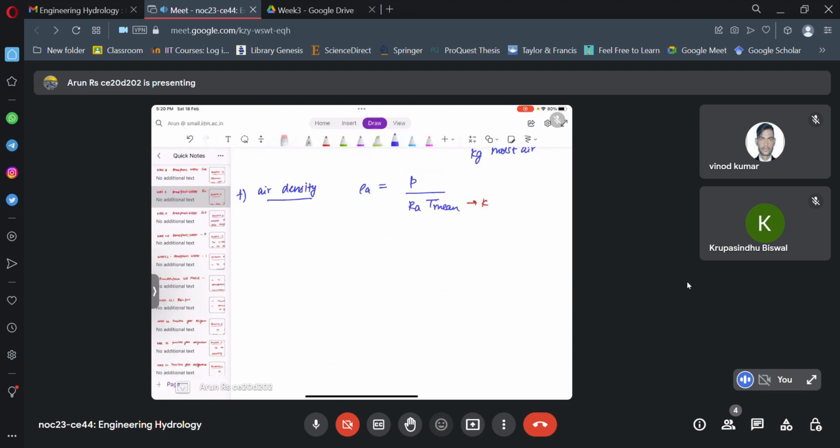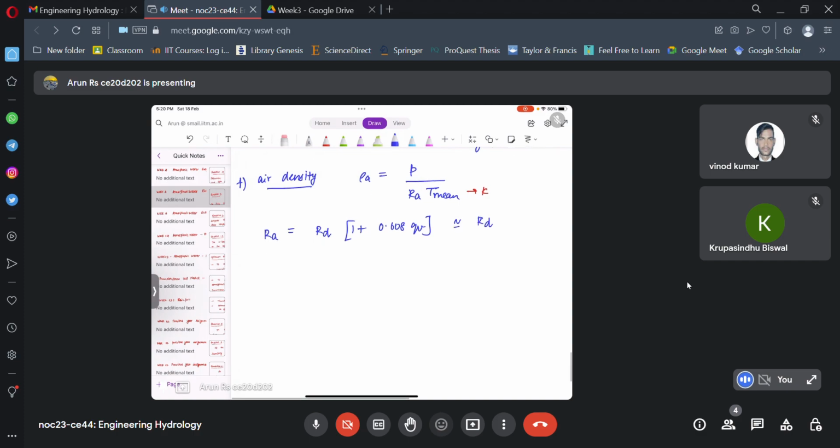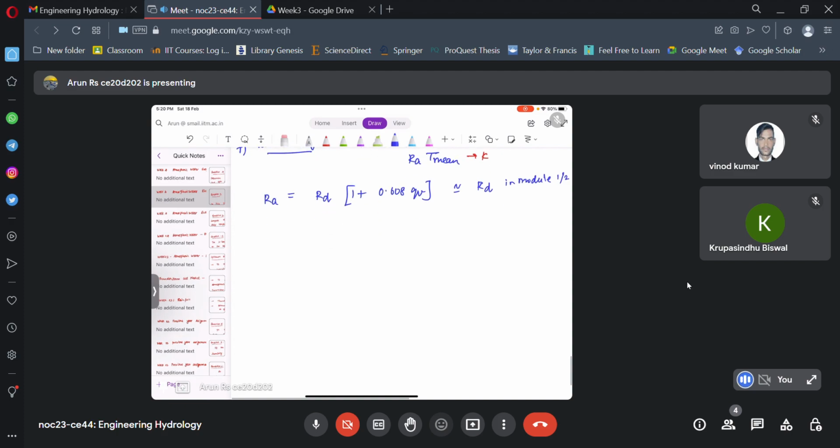So in the first module you would have learned that the gas constant for air is given by the gas constant of dry air plus 0.608 Q. But we would have approximated this to be R_d itself in module 1 or 2. But here we'll be taking a little bit more accurate value.